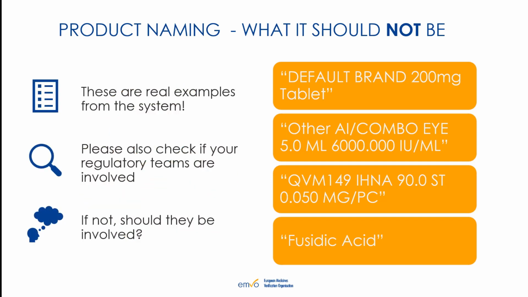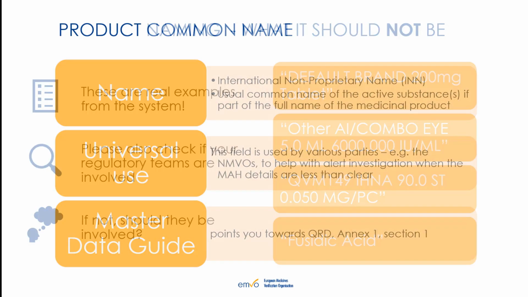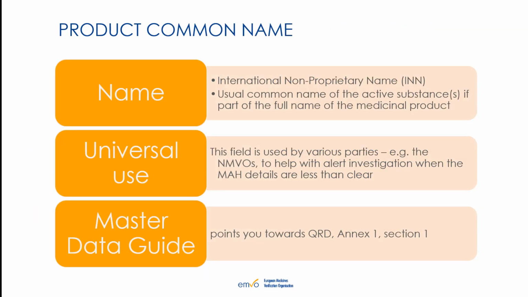Here's the thing. These really are examples of data held in the EMVS production system. And whilst there is no specific business process for the name field, it appears on NCA reports and it is used by the NMVOs to help resolve alerts. Let's move on to the product common name. This is otherwise known as the International Non-Proprietary Name, INN. Sadly, many have managed to put the wrong information in this field, or indeed leave it blank.